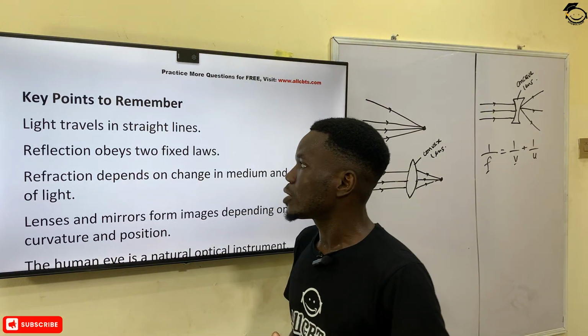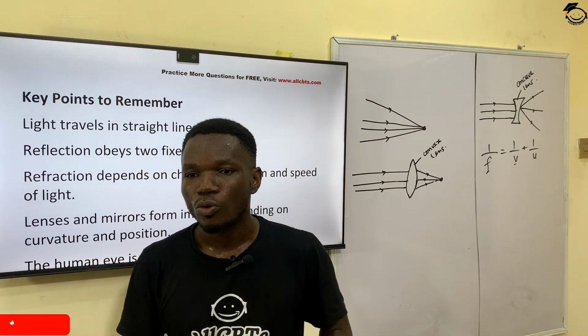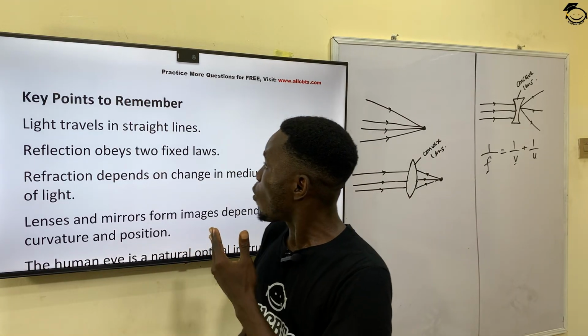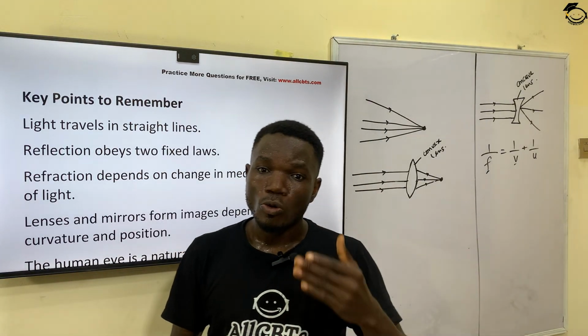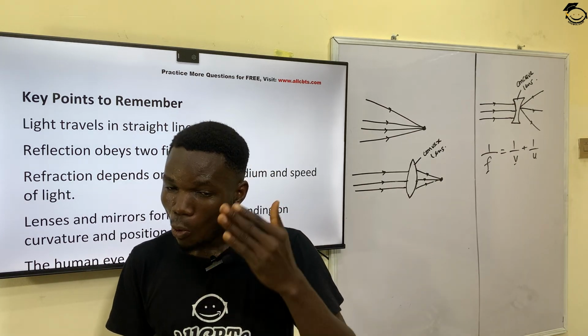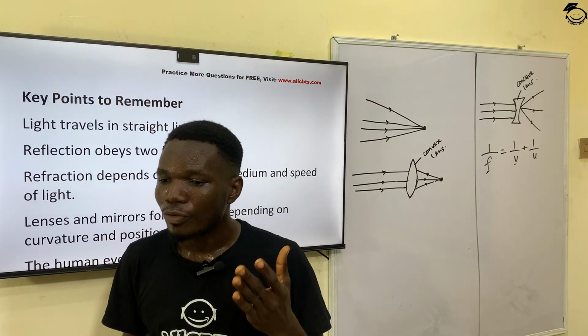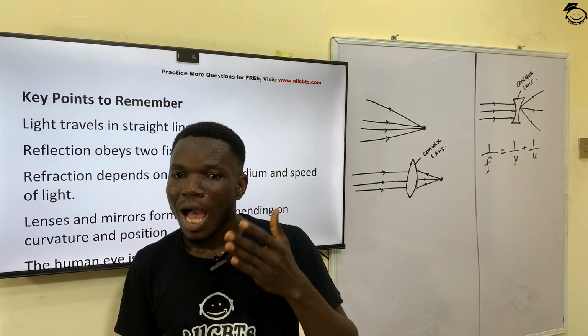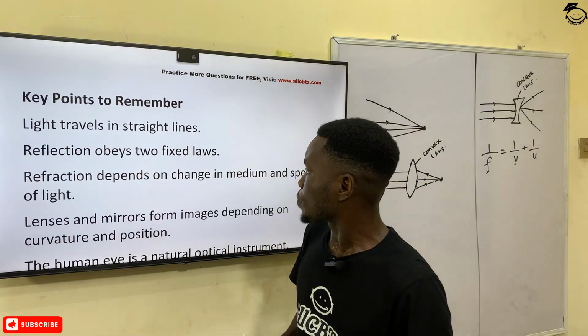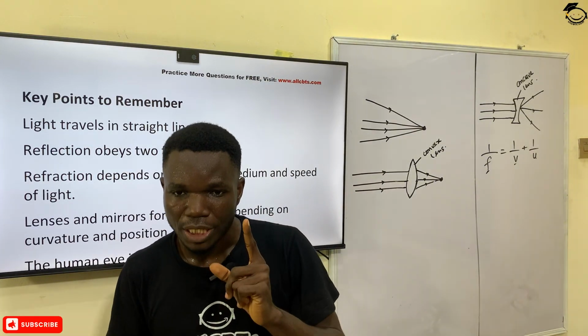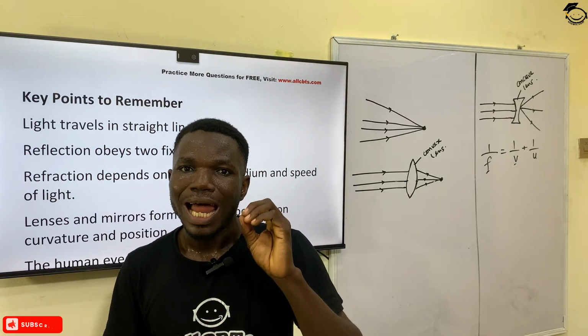So what are the key points to remember? Now, the first thing we have to know is that what? Light travels in a straight line. And we also saw that reflection obeys two laws, which we call what? The laws of reflection. We also say that what? Refraction also obeys two laws. The laws of refraction, which are Snell's law of refraction and the normal law of refraction. So, and it depends on what? Medium and the speed of the light rays.